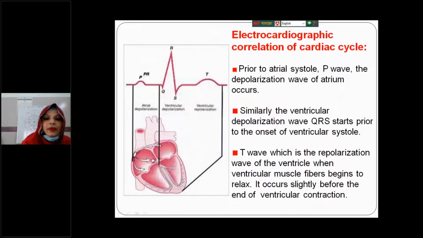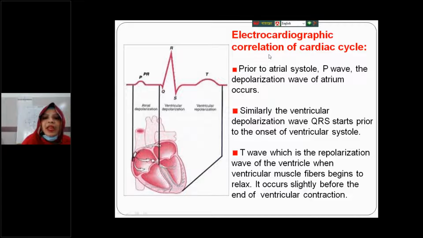See here, the P wave occurs prior to atrial systole. The QRS complex occurs just prior to ventricular systole. And the T wave occurs in the last portion of the ventricular systole. That is, whenever the ventricle begins going towards the relaxation period, that is ventricular diastole, at the end period of the ventricular systole, the T wave occurs.